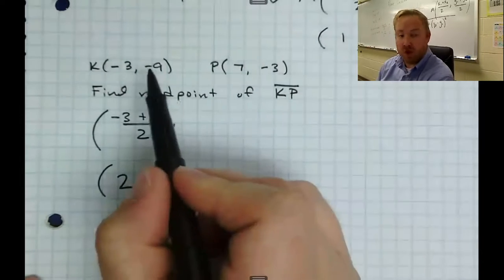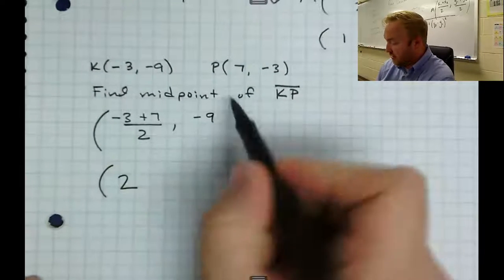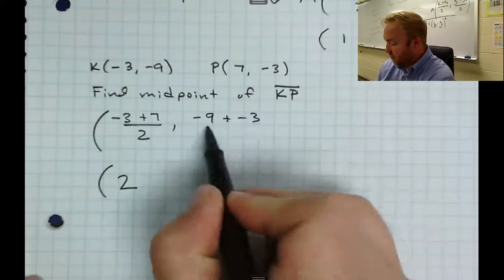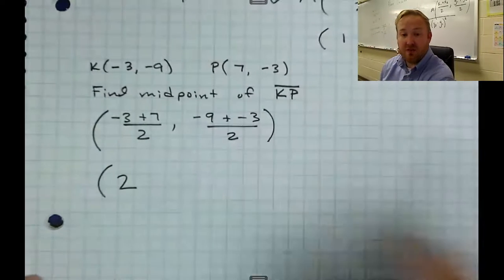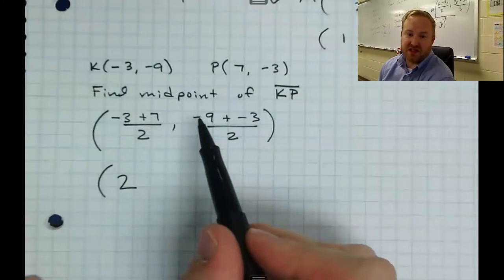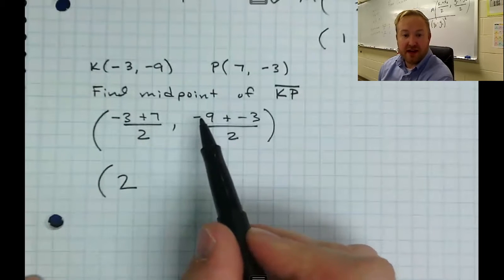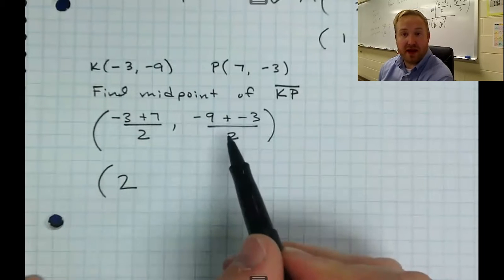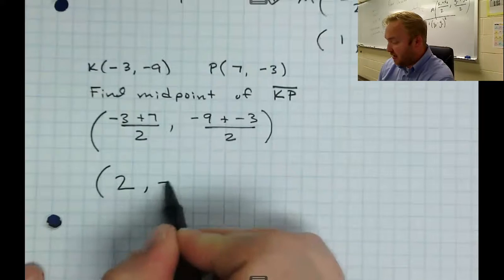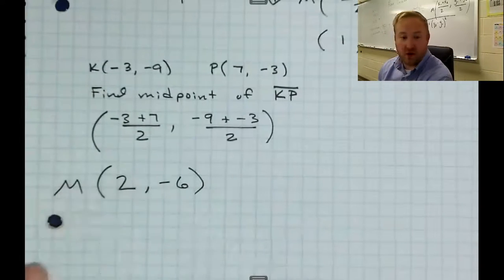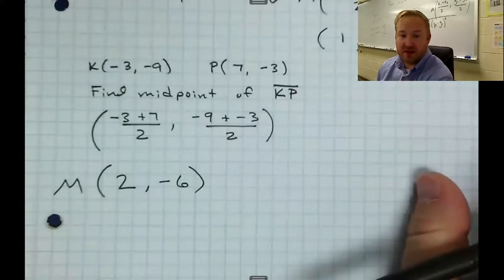And then for my Y coordinates, I'll add those together. So -9 plus -3 and divide that by 2. If you just want to write this as -9 minus 3, that's fine. So that is -12 divided by 2, which is -6. Those are the coordinates of my midpoint. Okay, that's all there is to it.